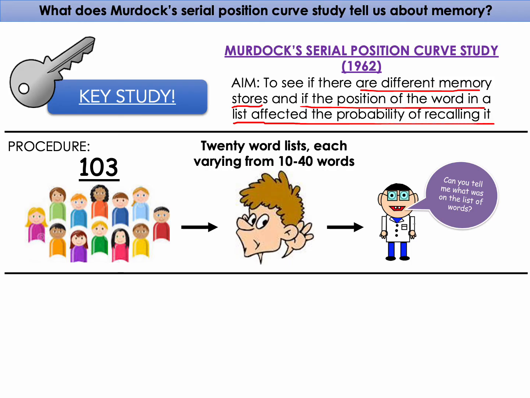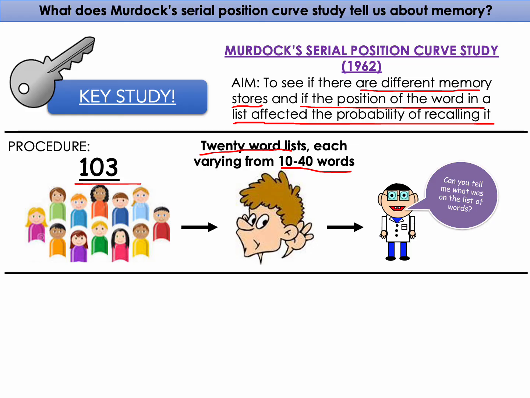So Murdock used 103 students. They were the people he used in his study, and they were tested in a lot of different sessions. So they were given 20 lists of words, and each list varied from 10 to 40 words. So in each session, the participants had to listen to those 20 word lists, which had 10 to 40 words in them. All of the words were different, just like that list of words that you tried to recall previously in the video. And then participants were asked to recall the words to the experimenter.